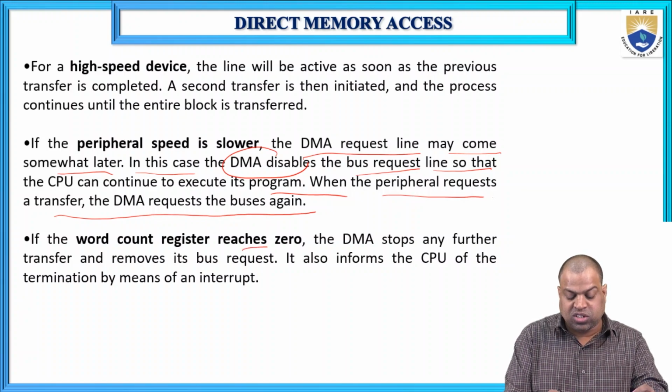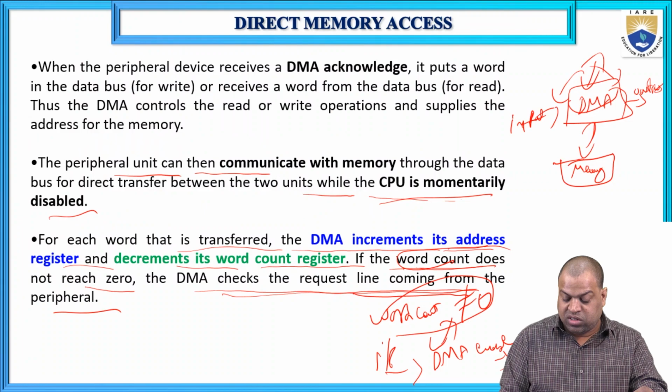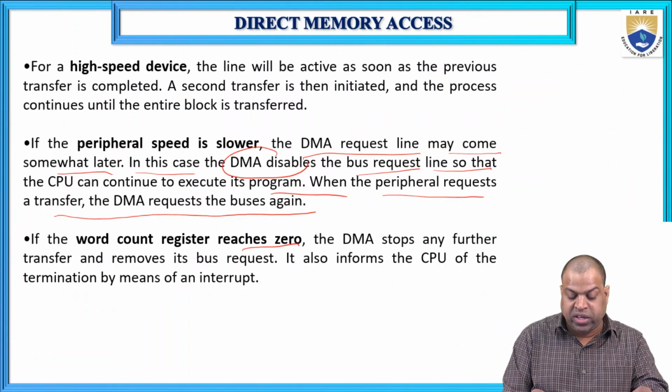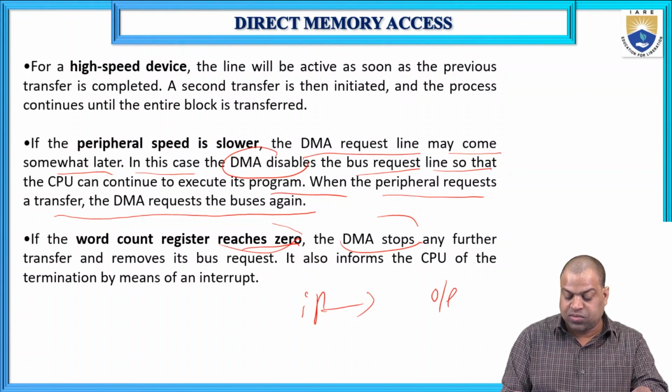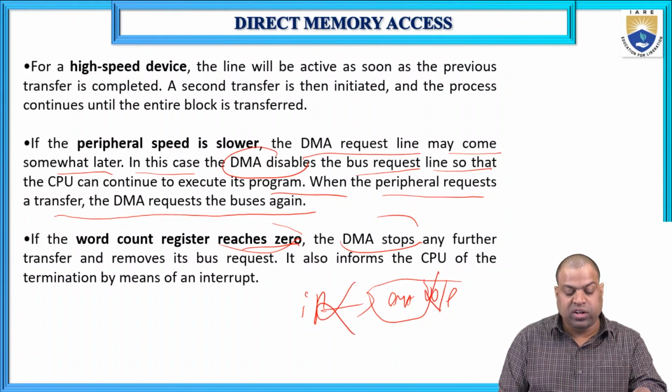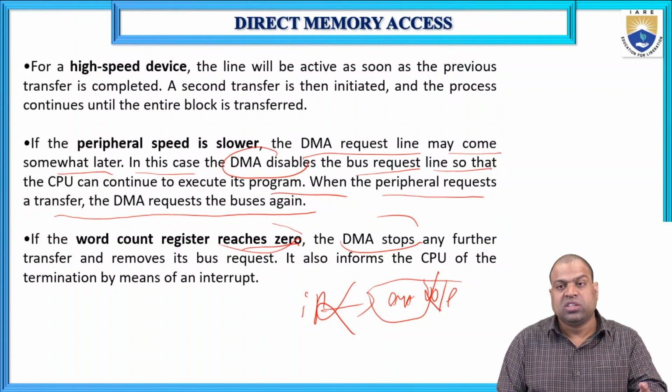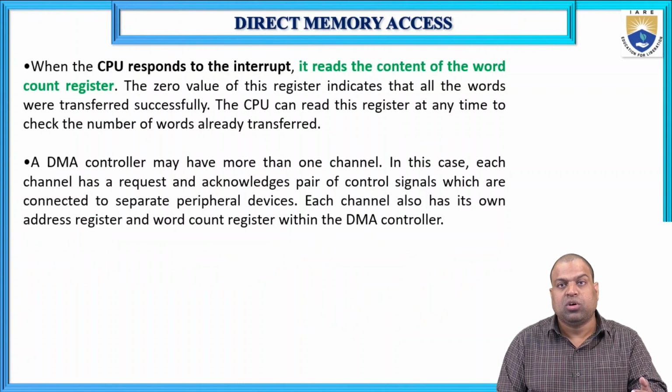The word count register reaches 0. Here, DMA is connected to input output, but when the word count reaches 0, the DMA stops transferring the data from input to output. It will stop the data from input to output when the word count is 0. If the word count is not 0, the data will be transferred from input to output.